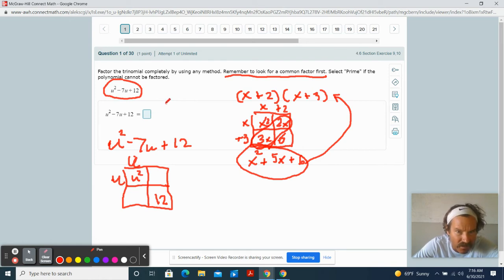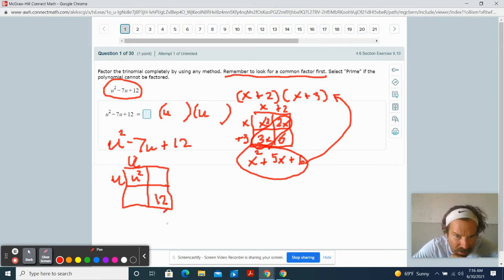So we know the factored form here. The factored form is going to start with the letter u. So we're going to have u there, and we're going to have u there. If that was a y squared, then it'd be y and y. If that was an x squared, that would be x and x. Whatever variable it is, we have that variable times itself.